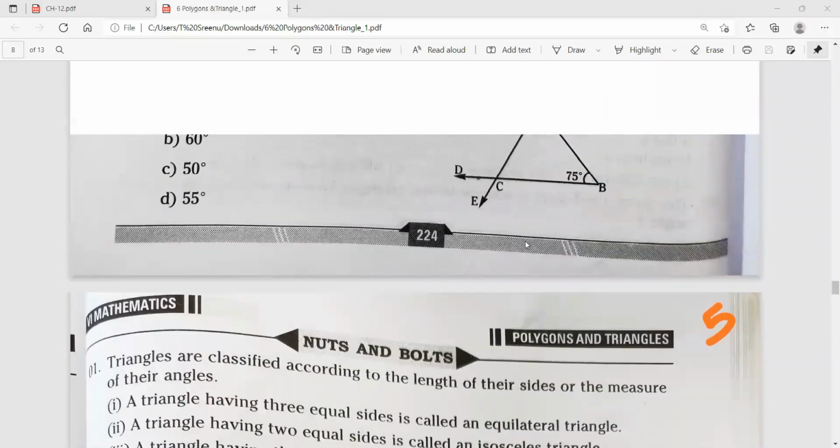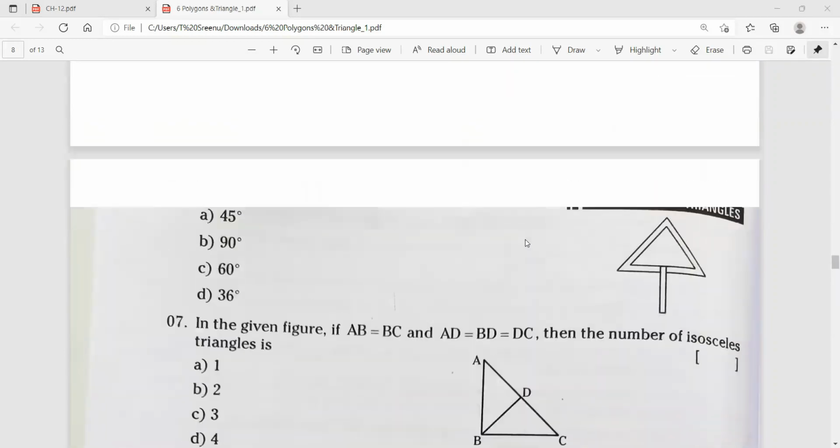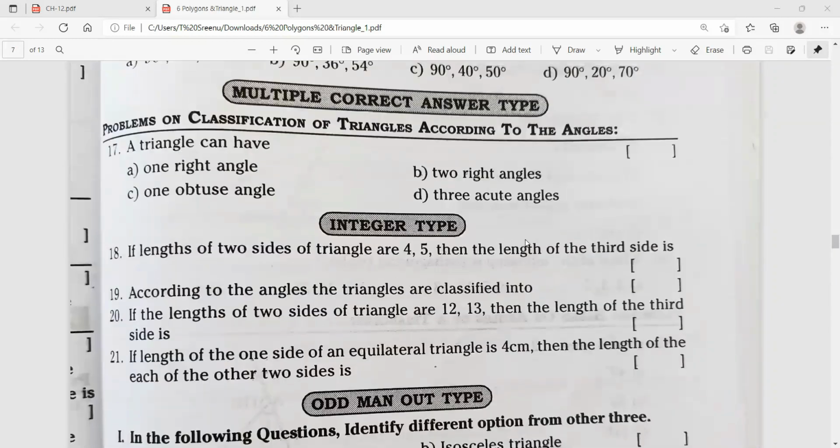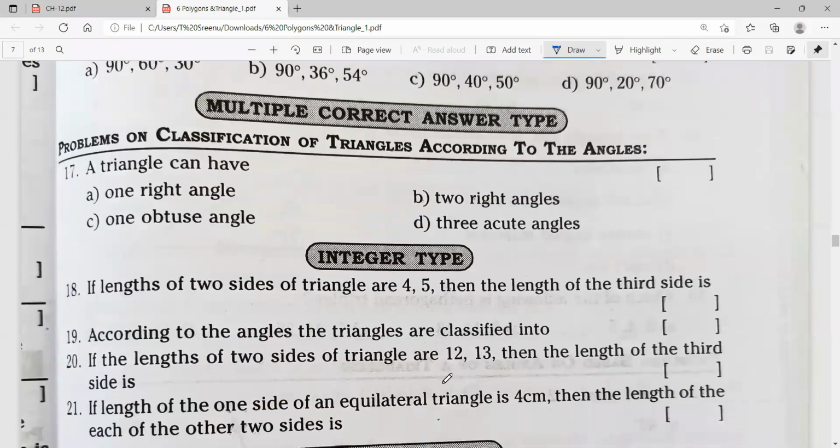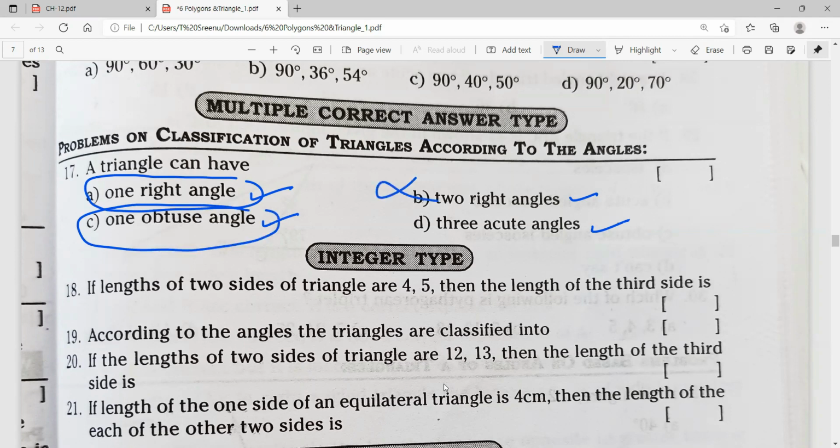I think we have done up to question number 17 in the previous class, right? Okay, let's continue from the 17th question. A triangle can have: one right angle, one obtuse angle, two right angles, three acute angles. Multiple answers. Yes, a triangle can have one right angle, it's right. A triangle can have one obtuse angle is also right. Three acute, in the sense less than 90, yes, it is possible.